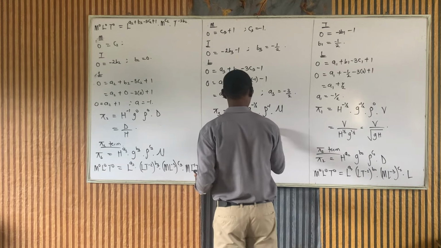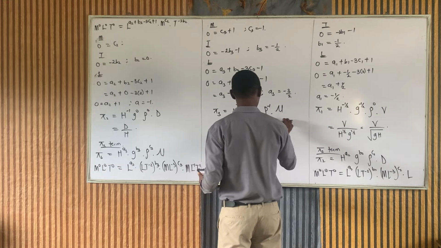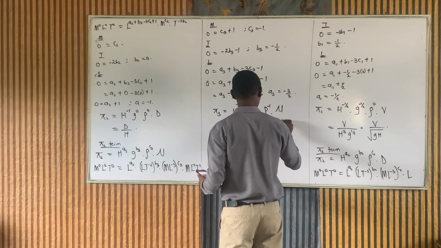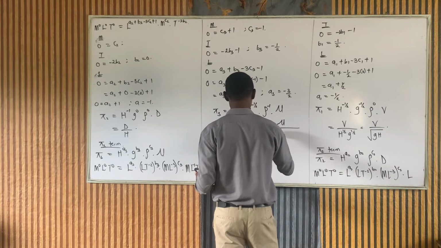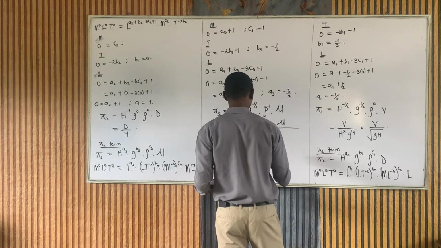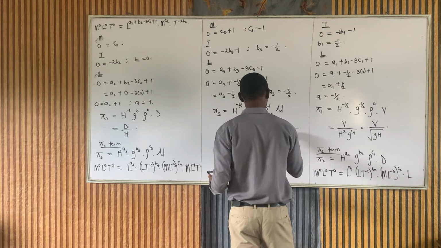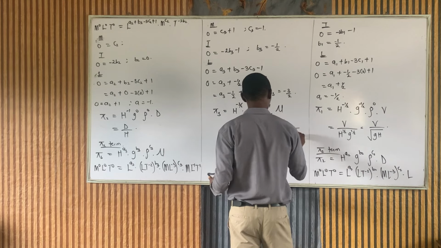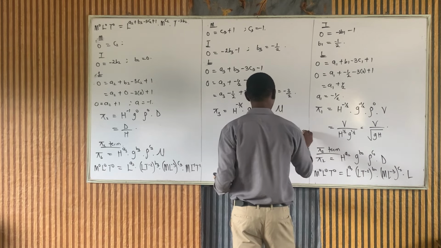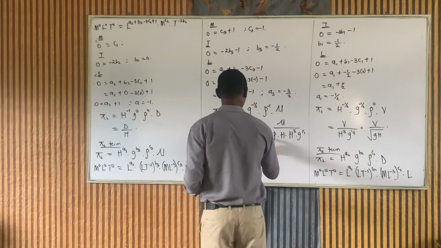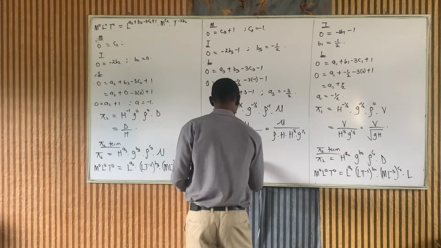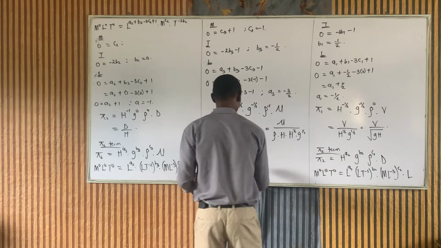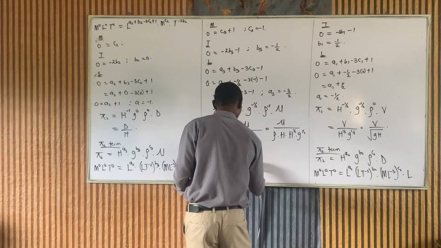So this can be mu all over density, h times h half, then times g half. If you combine this, you get 3 over 2. This will simply be mu over density h, then times square root of gh.